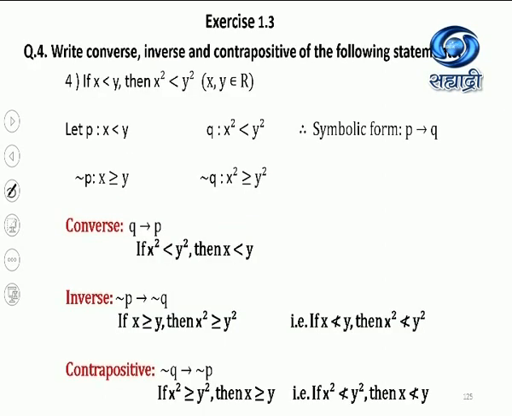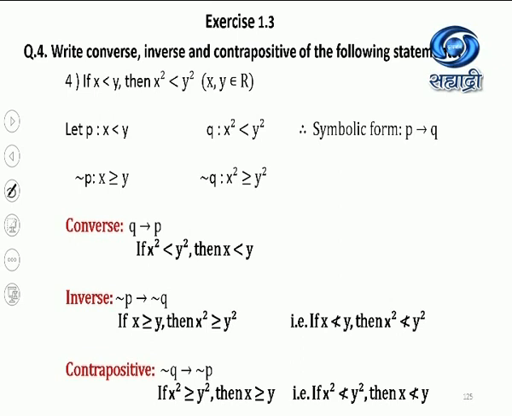I have the entire example in front of you. Exercise 1.3, question 4. The question is very, very specific in wording. Write converse, inverse and contrapositive of the following statements. I have taken the fourth statement. If x is less than y, then x square is less than y square, where x and y are real numbers. Write first your p and q. P is x less than y, q is x square less than y square. Symbolic form is p implies q.